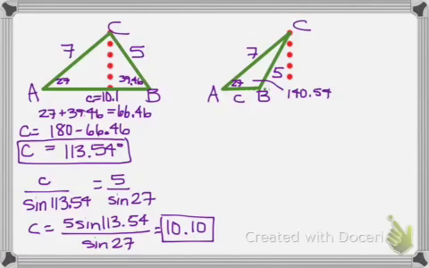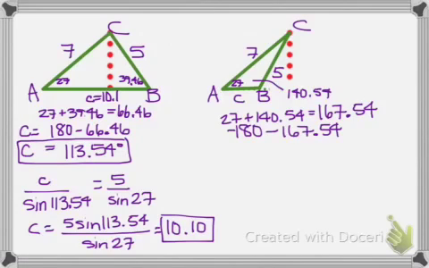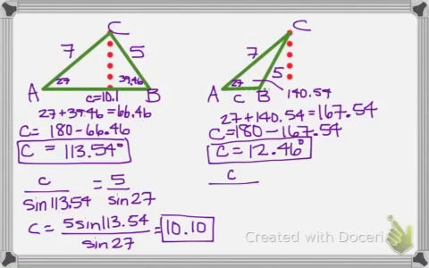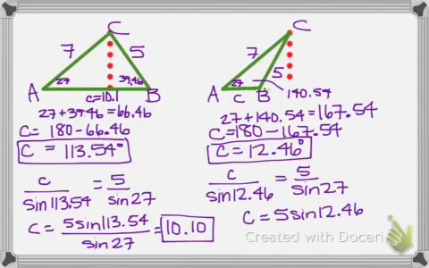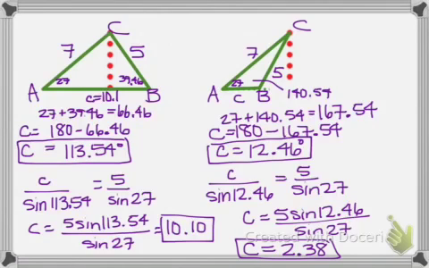Now we'll do the same thing with the second triangle. 27 plus 140.54 is 167.54. We subtract that from 180 and we find that angle C is 12.46 degrees. Now we use the law of sines to figure out what C is. So C is equal to 5 sine 12.46 over sine of 27. C is equal to 2.38.